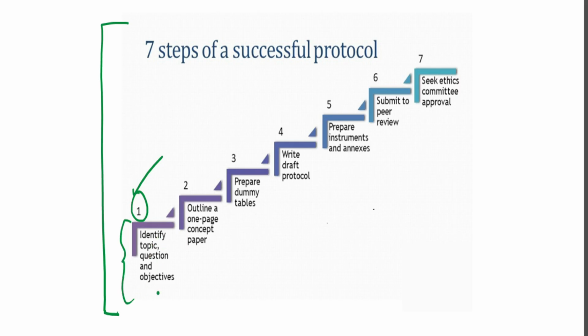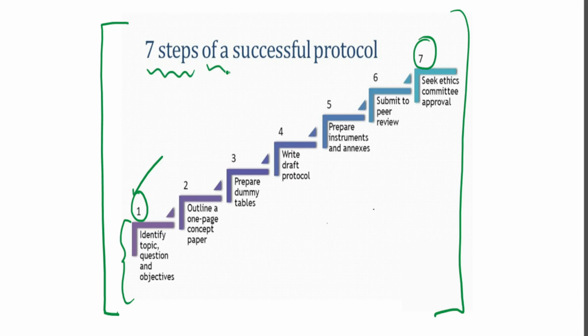Sometimes they will ask what is the last step of a successful protocol. In those scenarios, if the option is mentioned, then you have to take seek ethics committee approval as the last step. So I request all the readers to please be perfect or mug up the 7 steps of a successful protocol from 1 to 7. 1 stands for identify topic, question and objectives.